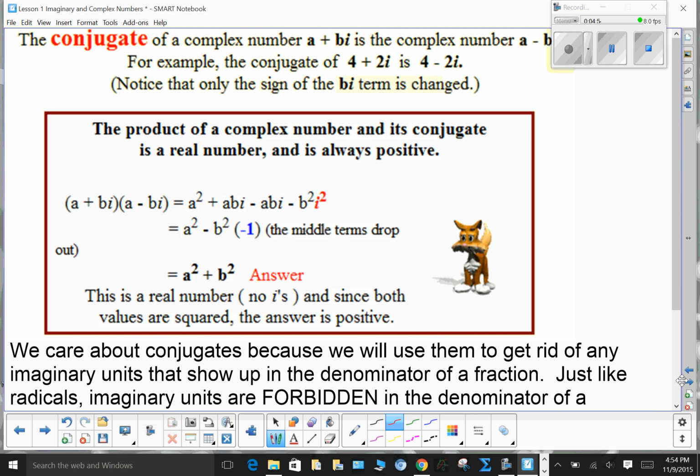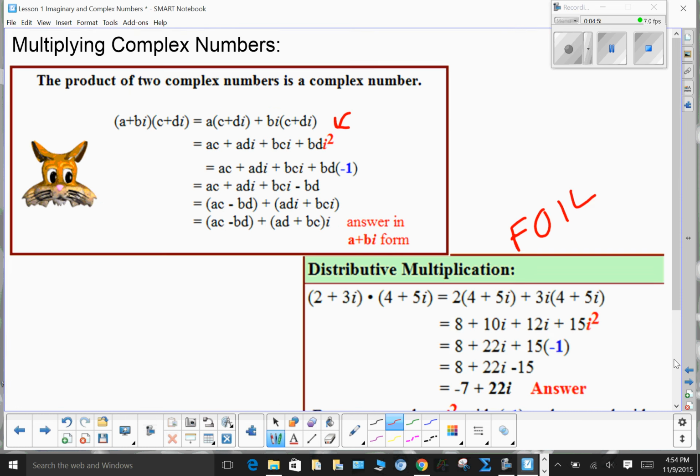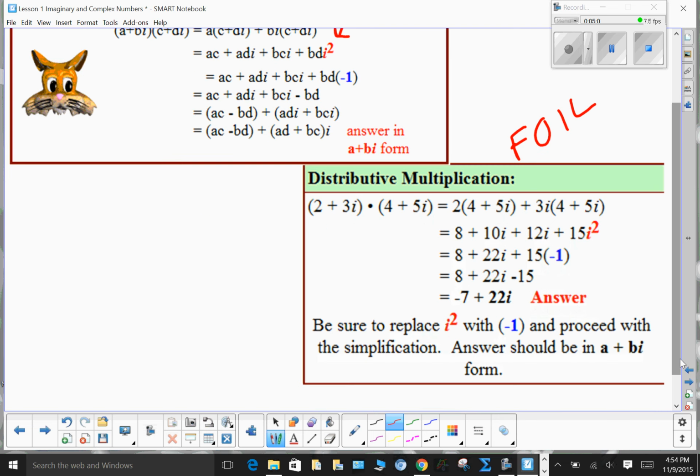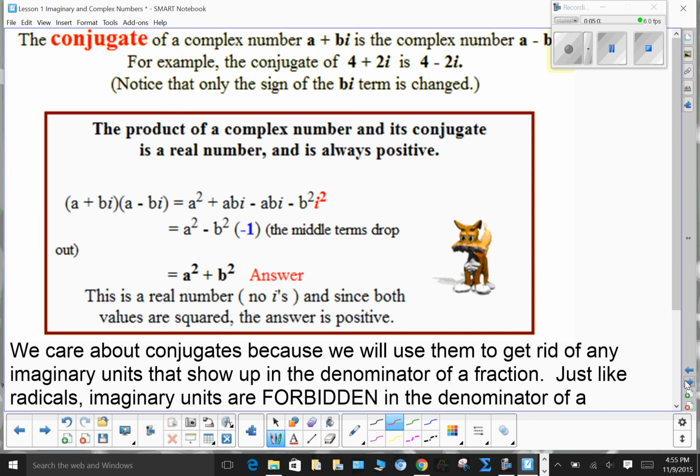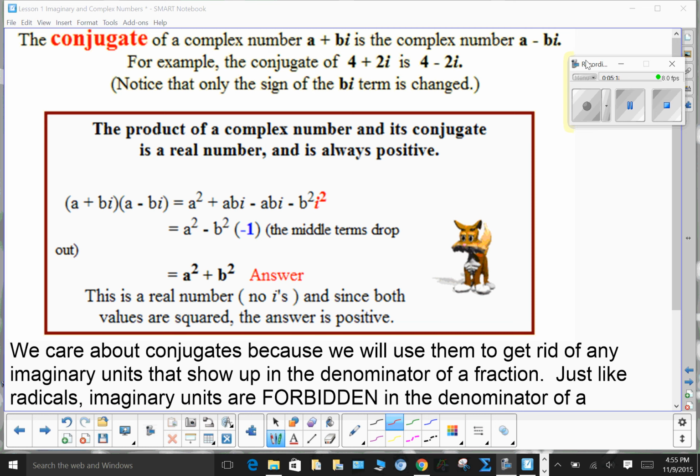When you divide, or when you're dividing two complex numbers, you're going to work with the conjugate. The conjugate is merely taking the opposite of the imaginary portion, not the real portion. If you have a plus bi, its conjugate is a minus bi. I don't change the a, just the imaginary portion.